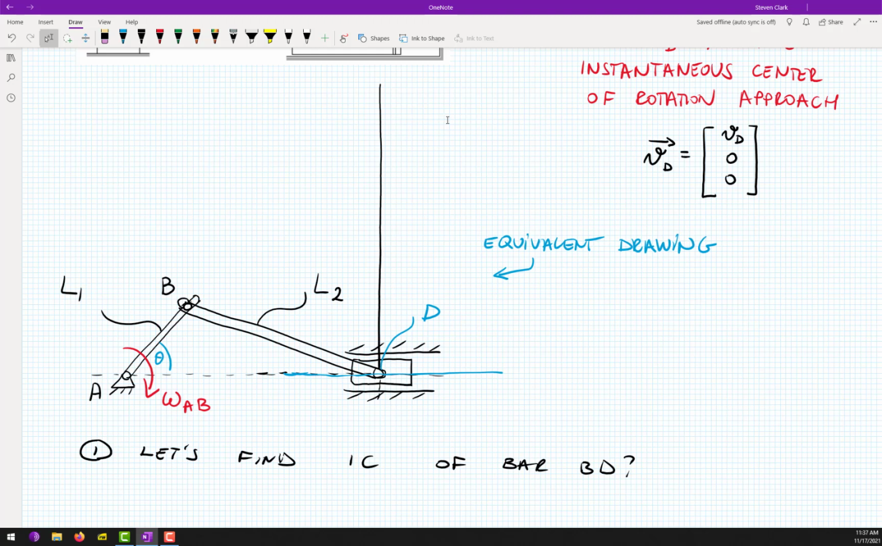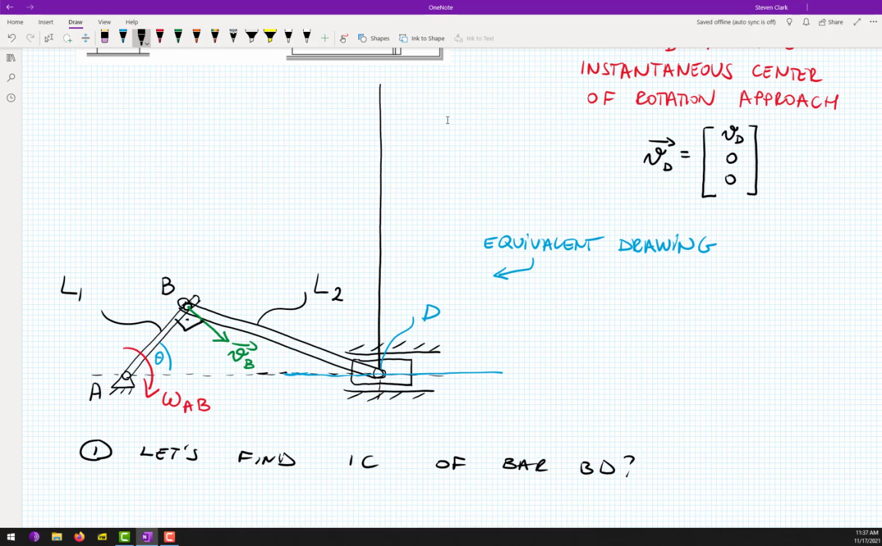Since the path is a circle, its velocity will be tangent to the circle. It will be along AB. Yeah, exactly. So this is what AJ said: our bar AB just circles around, so the velocity of point B will be perpendicular to that bar. So this is VB. And this is 90 degrees.